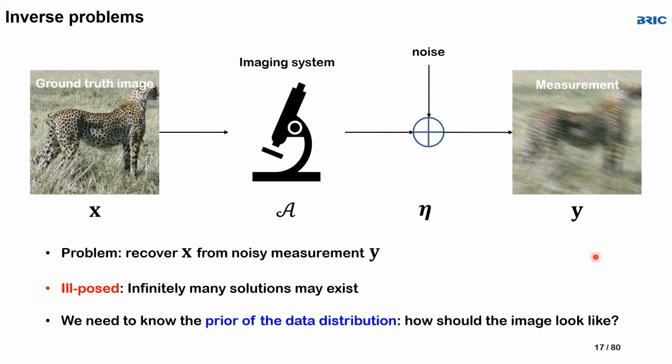Now, since all inverse problems are inherently ill-posed, there exist infinitely many solutions that are feasible for x. But for a solution to be good, it is not enough just to be feasible. It has to look realistic, or look like a sample that is actually derived from the prior distribution. That's where the prior of the data distribution comes in. The prior is the answer to how the image should look.